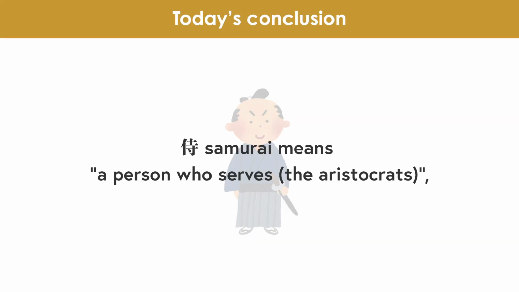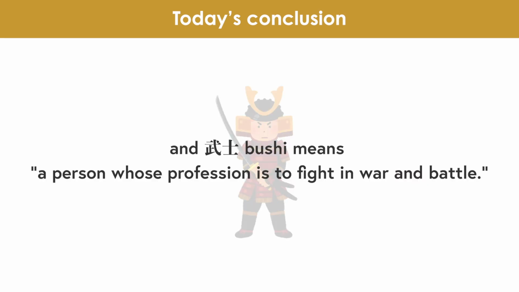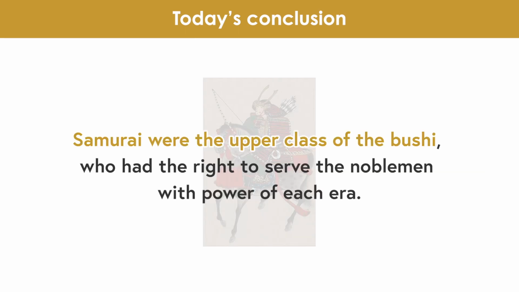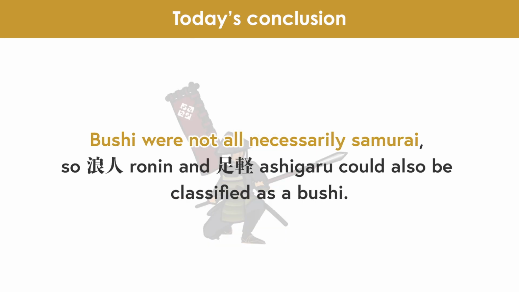Then lastly, today's conclusion. Samurai means a person who serves, and Bushi means a person whose profession is to fight in war and battle. Samurai were the upper class of the Bushi, who had the right to serve the noblemen with power of each era. Bushi were not all necessarily samurai, so Ronin and Ashigaru could also be classified as a Bushi.